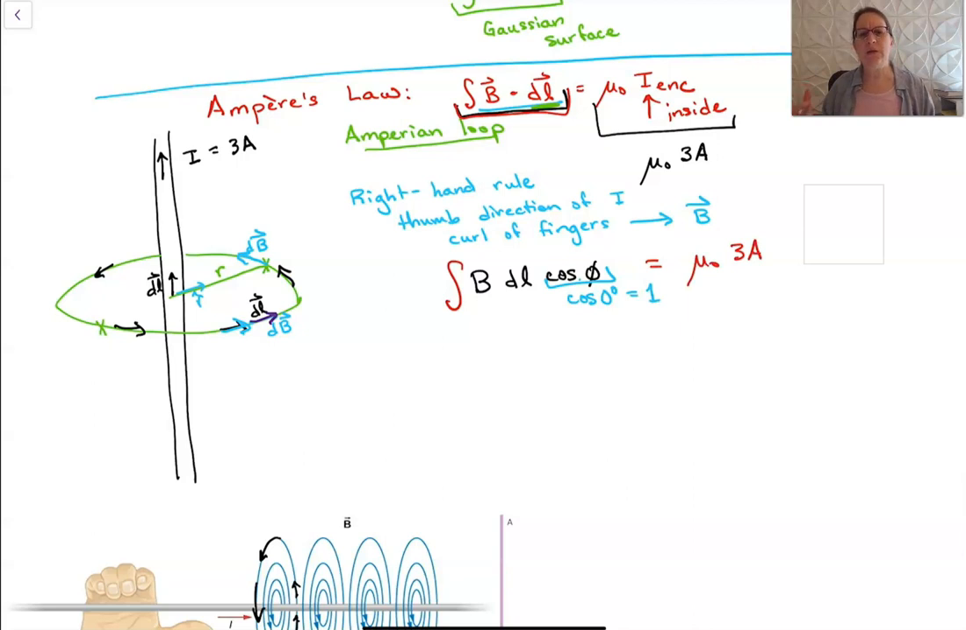And just like Gauss's law, this is only useful if I can pull this magnetic field out of the integral, if it's constant. So now we're looking at the magnitude, and even though the direction changes all the way around the loop, we've gotten rid of the vector part because we've done this dot product, and the magnitude of B doesn't change. It's a constant value of our B along this loop.